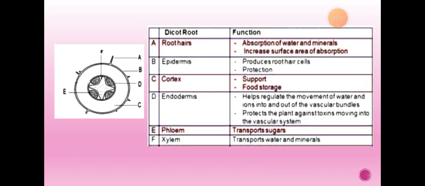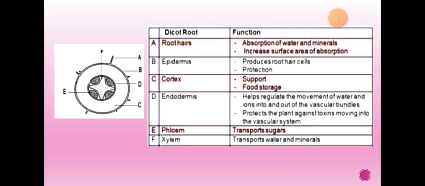So these are the two functions of the epidermis: it produces root hair cells and provides protection. Then the cortex. Now what is the function of the cortex? The C1 in the image is the cortex. Its function is support.